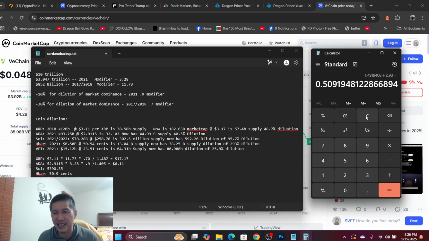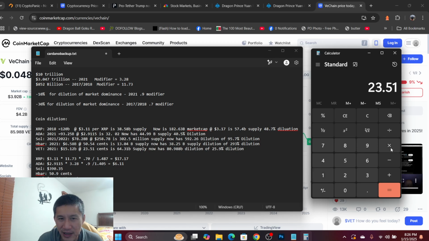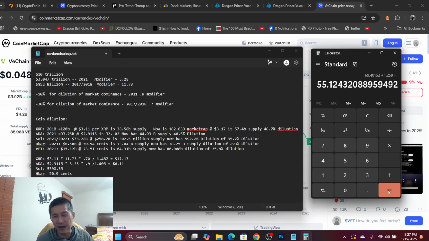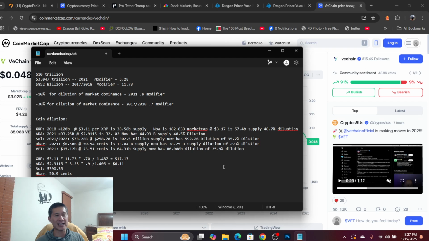Now, VET, we're going to take 23.51 cents, multiply that by 3.28, multiply that by 0.9, and then divide that by 1.259, because VET didn't dilute very much. It only has 25.9% more coins than it did back in 2021. VET supply is almost all out, by the way. And you have 55.12 cents. So based on this formula, XRP can max out at 17.17. Cardano will max out at $6.11. Solana maxes out at 390. HBAR maxes out at 50.9, and VeChain maxes out at 55.12.